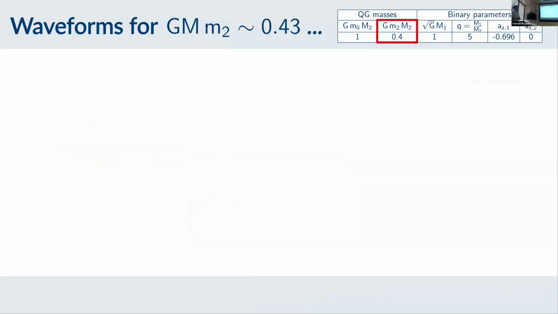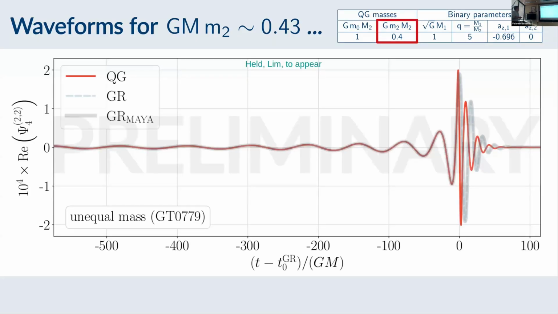And in the second regime, we've performed simulations with these binary configurations, and we've gotten this first waveform, which I included in the first slide. We benchmark it against the so-called MAYA catalog, which is a different waveform catalog of GR simulations, and really find consistency at that level. And as I said, we're now trying to perform simulations at an even smaller regime.